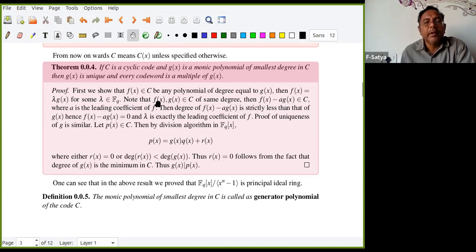Okay, all of you. If I take f(x) and g(x) in C of the same degree, this difference is in C. Is it okay? Because C is an ideal. If I take two elements, their difference also will be there. But what can we say now about the degree of this thing?